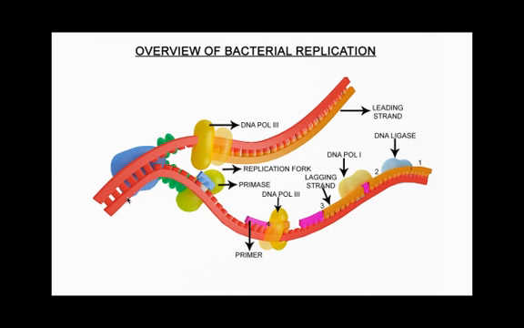Topoisomerase relaxes the DNA from its supercoiled nature. DNA gyrase relieves the strain of unwinding by DNA helicase. DNA ligase reanneals the semi-conservative strands and joins the Okazaki fragments of the lagging strand.